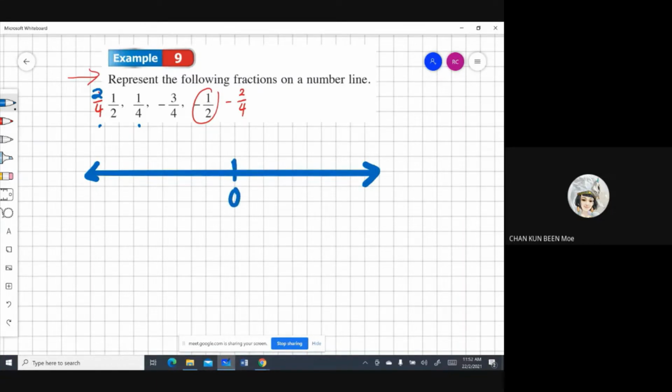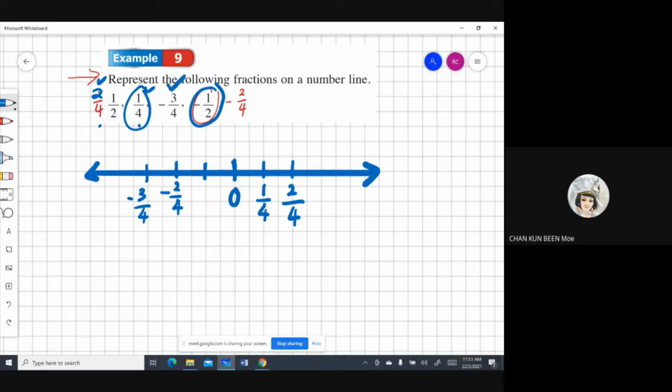Okay, because this number is positive, 1 over 4, we start first. This is 1 over 4. This is 2 over 4. Okay, we already include 1, 2. And then we still have this one, represent a negative 2 over 4. This is negative 3 over 4. So this is negative 1 over 4. This is negative 2 over 4. So I write down first temporarily. This one, negative 3 over 4.